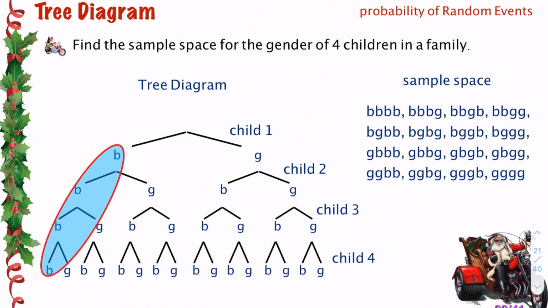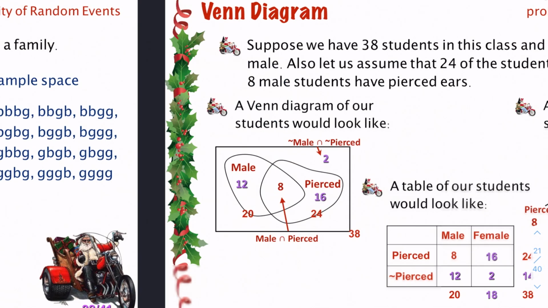So let's say we're finding the sample space for the gender of 4 children and we want to make a tree diagram. Well, we can look at our tree diagram and walk down each branch of the tree and go boy, boy, boy, boy. We get our first piece in our sample space. And then we go boy, boy, boy, girl, boy, boy, girl, boy, boy, boy, girl, girl. We get all of our lists and see that we get 16.